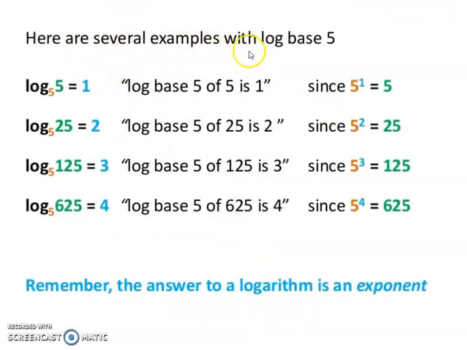Here are several examples with log base 5. How is it possible? Log 5 to the base 5 equals 1, since 5 raised to 1 is 5. Log 25 to the base 5 is equal to 2, meaning 5 raised to 2 is 25. Log 125 to the base 5 is equal to 3, since 5 raised to 3 is 125. Log 625 to the base 5 is equal to 4. We know that 5 raised to 4 is 625.